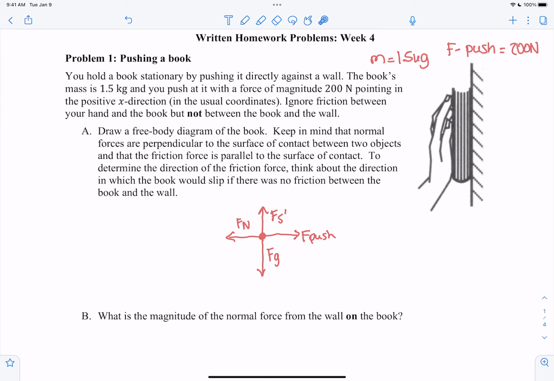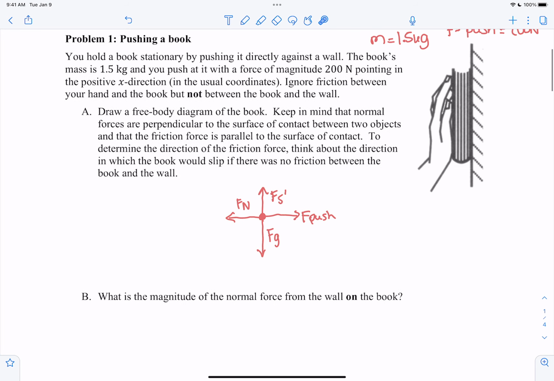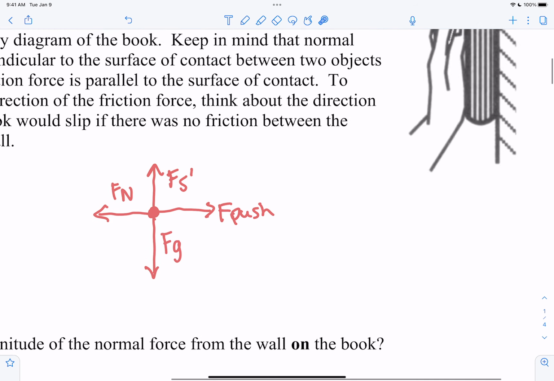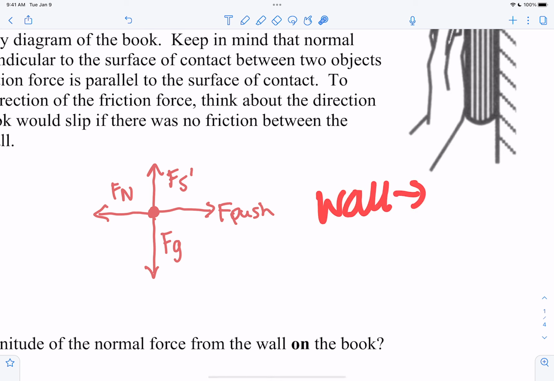They didn't state to put any superscripts, so usually I would just ignore that, but just for the sake of explaining what's going on here, I'll go over them briefly. For gravity, you have the force of gravity of the earth acting on the book, so that would be earth on book. Your F push would be hand on book. Your normal force would be wall on book. And then static friction would just be the wall on book as well.